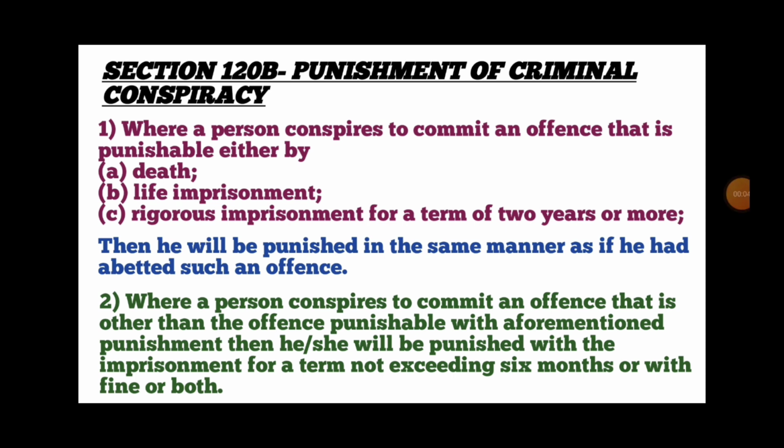In simple words, we can say that if a person conspires to commit an offense whose punishment is more than 2 years, then he will be punished in the same manner as if he had abetted such an offense. And if a person conspires to commit an offense whose punishment is less than 2 years, then he will be punished with imprisonment for a term not exceeding 6 months, or with fine, or with both.